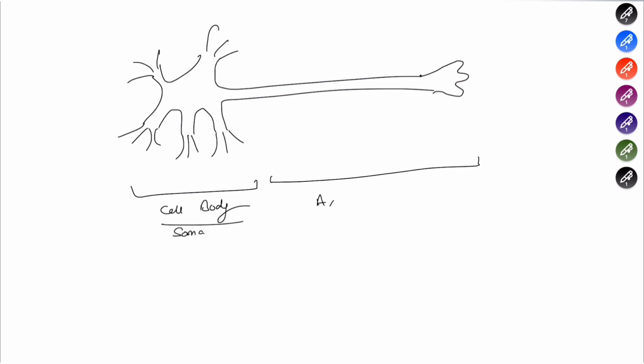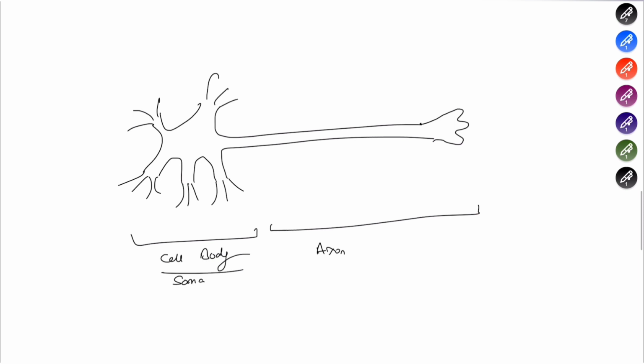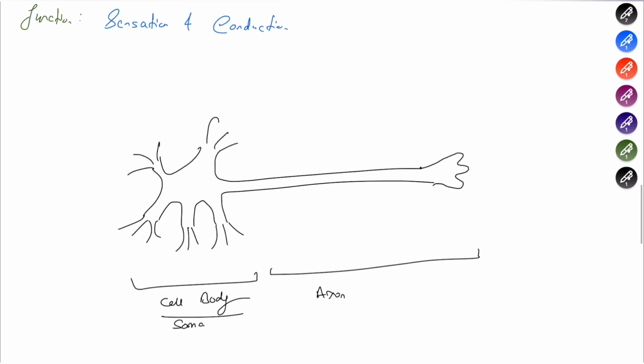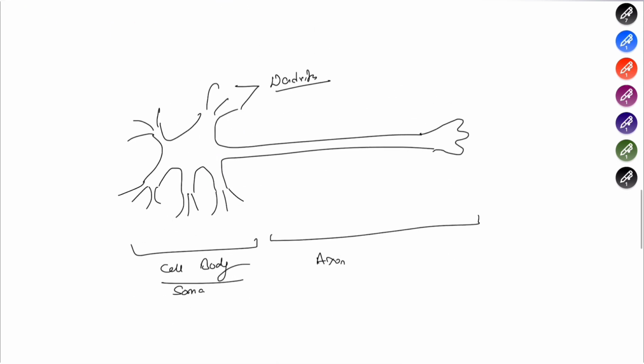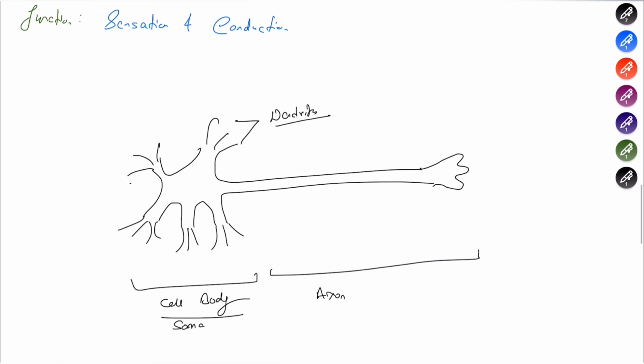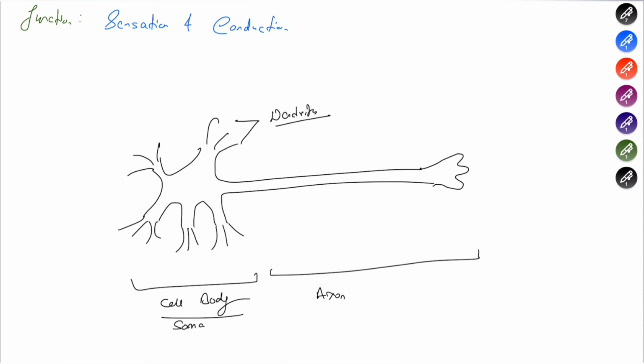So this part is known as cell body or soma, and this is the axon. It is single in number, and this small fiber-like structure is known as dendrites. Now the direction of impulse is toward the cell body in dendrites and away from the cell body in axon.